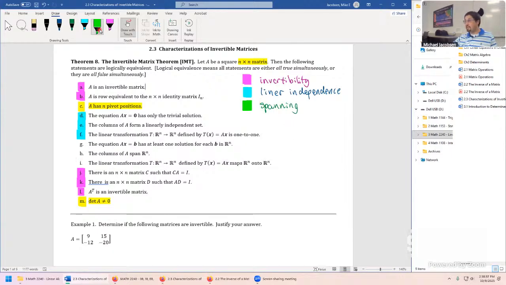The rest is spanning. Definitely, this is spanning. It says it right there. If you look into theorem 4 we used in section 1.4, spanning also tells us the matrix equation here is always consistent. There's at least one solution. So spanning is really this concept as well. And we've related spanning to the linear transformation T being an onto mapping. So part I is really a statement about spanning at the same time.